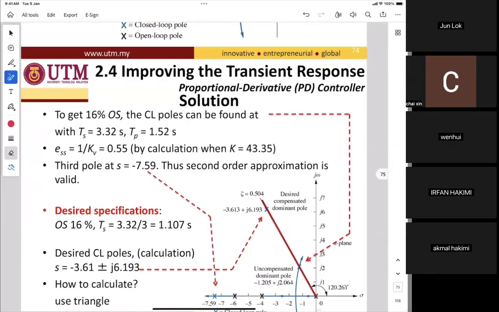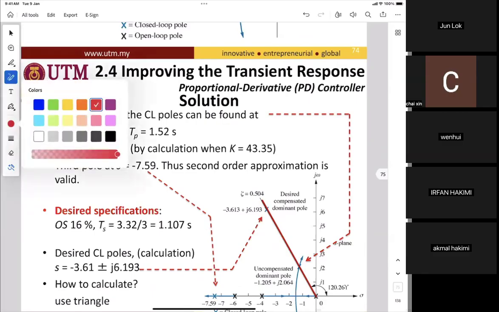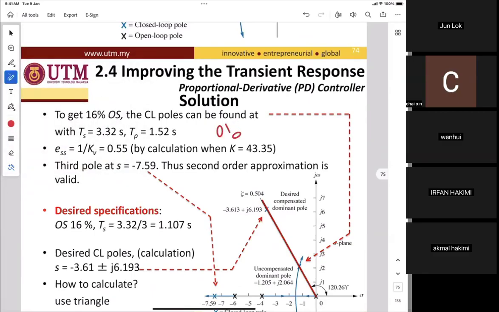Though this is the old value. Okay, old. So the steady state error is 0.55 by using the K value 43.5. The third pole is minus 7.59. Thus the second order approximation is valid. Okay. Why is the second order approximation valid?